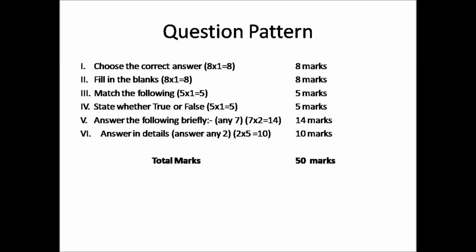Roman letter 5 is answer the following questions briefly. You will be asked 9 questions and you have to answer any 7. Each carries 2 marks. So totally 7 into 2 equal to 14 marks. Roman letter 6 is answer in detail. You will be asked 3 questions and you have to answer any 2. Each question carries 5 marks. So 2 into 5 equal to 10 marks. So totally you will be writing for 50 marks. And the duration is 1 hour 30 minutes.